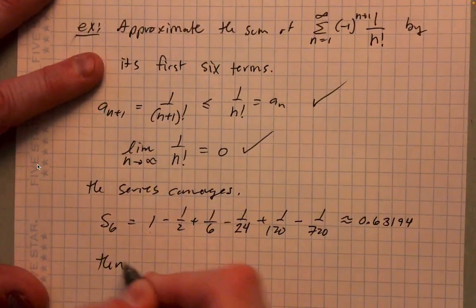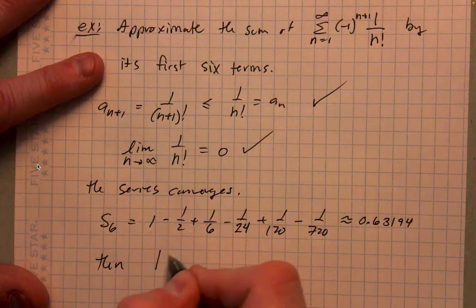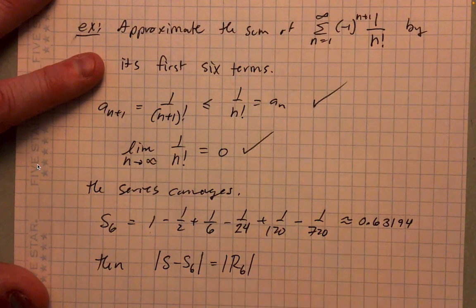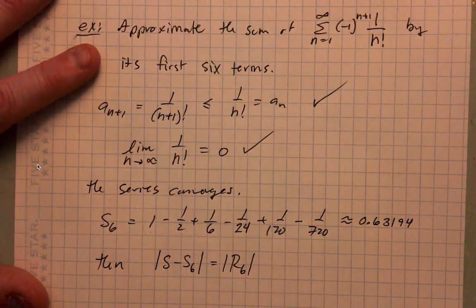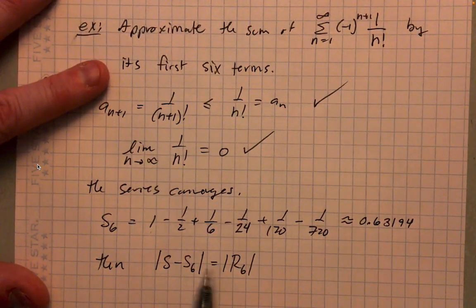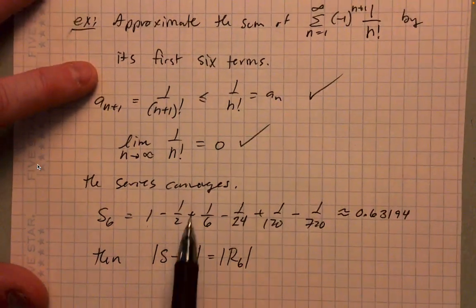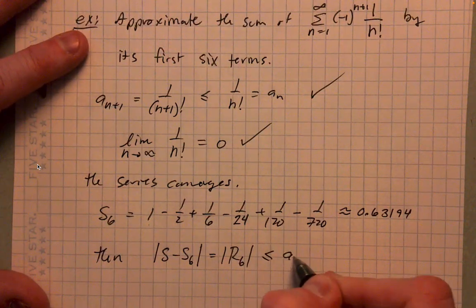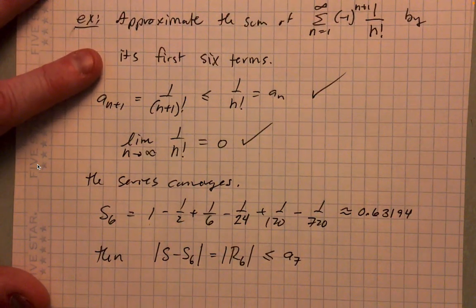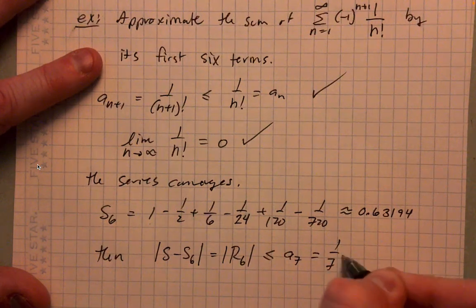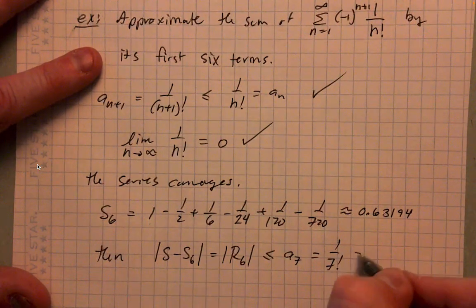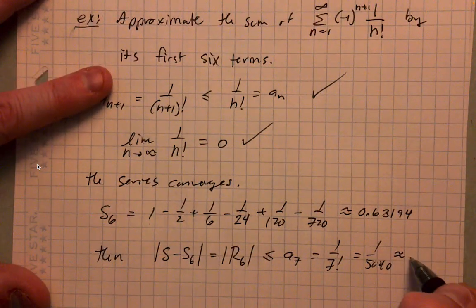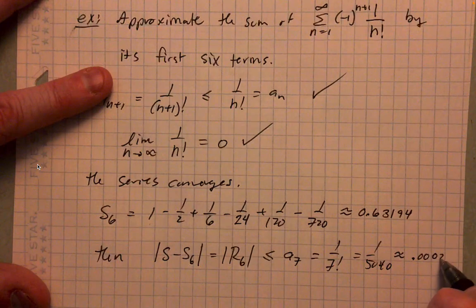So then we can say that S minus S6, that's the remainder. We need the remainder. Anytime you're approximating something, you need the remainder, right? So S minus S6 would be the remainder here if we estimate S using that 6th partial sum. That's going to be less than or equal to A7. All right, so what's the 7th term of this series? Well, it's 1 over 7 factorial, which is 1 over 5040, which is approximately 0.0002.